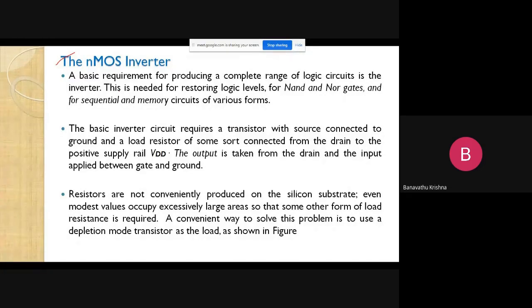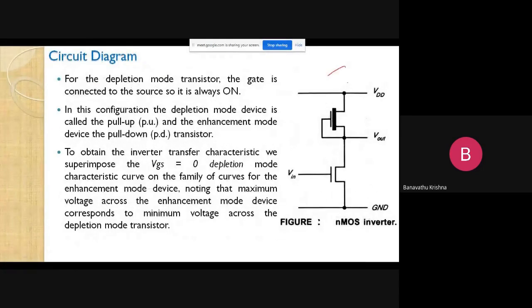Instead of that, we can use one more device, that is the depletion mode device. Let us see the diagram first. This is the NMOS inverter circuit diagram. Here is one transistor, and here is another MOS transistor. It is the depletion mode device because it is drawn with a thick line. It is an NMOS depletion mode device. Here the source is connected to the gate. With this connection, the device is always in the on condition.